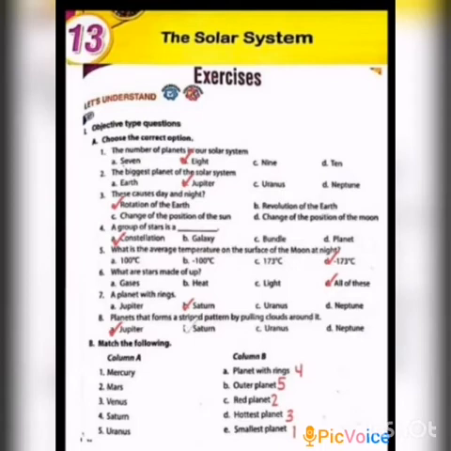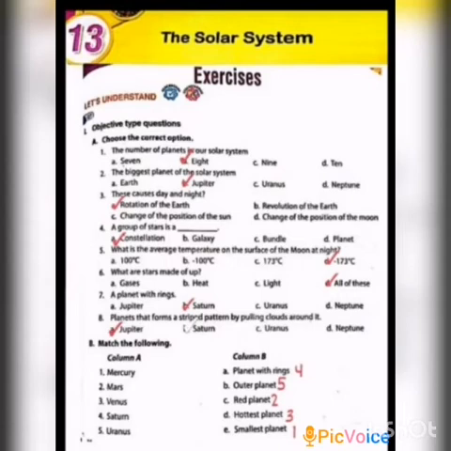Second one, the biggest planet of the solar system. A. Earth, B. Jupiter, C. Uranus, D. Neptune. Answer B. Jupiter. Third one, what causes day and night?